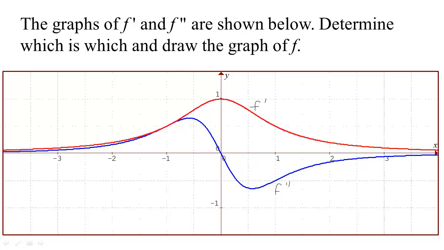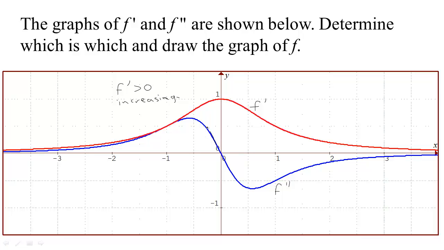So when I look at this, the first derivative is positive all the way, which means no matter what, f prime is greater than 0. That means the function is always increasing. That's good to know.